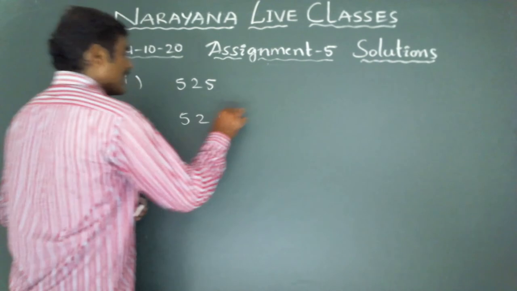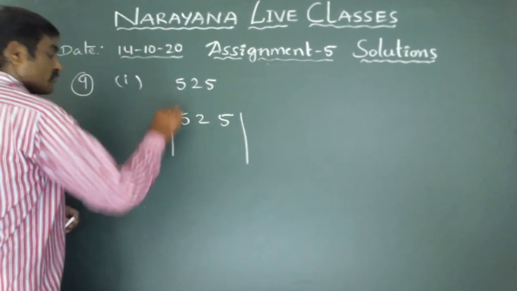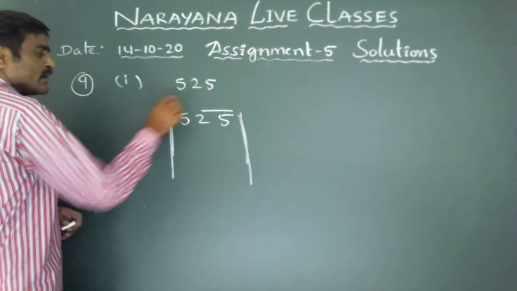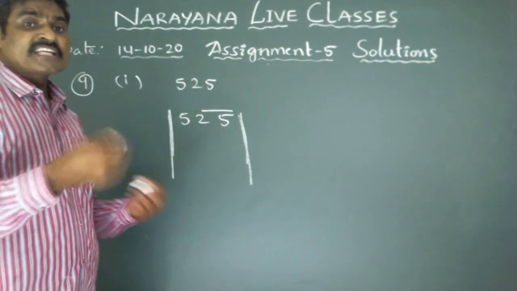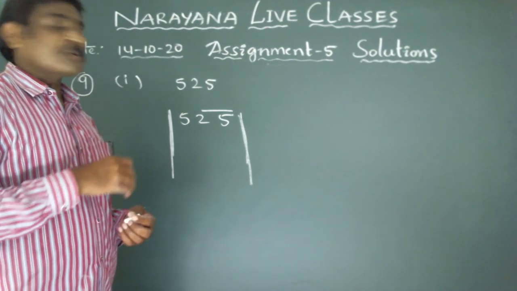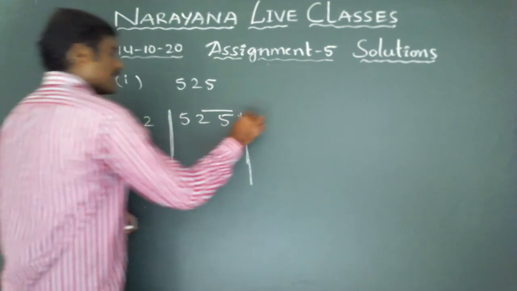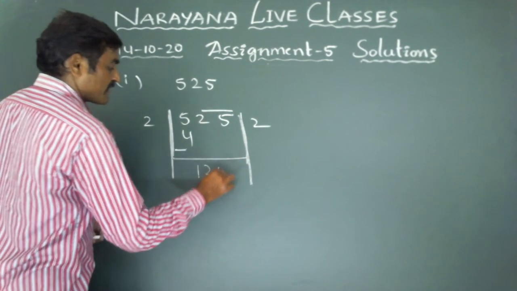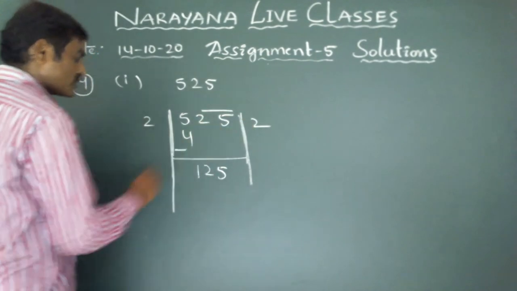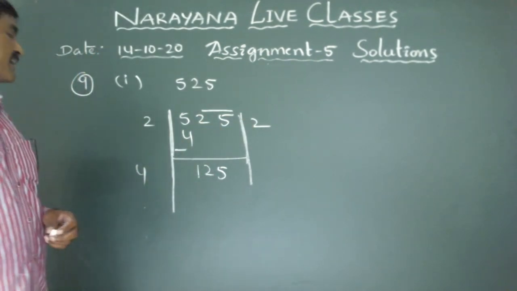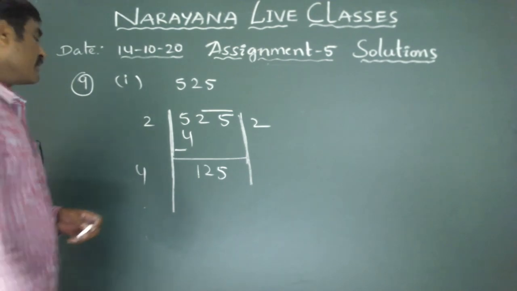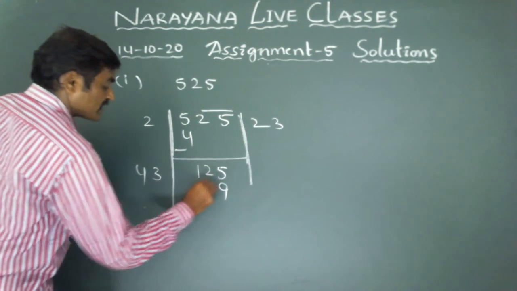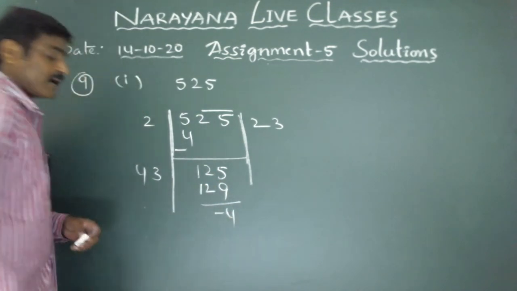5 2 5. So 2 digits as one group, only 1 digit is left. Now let us find the nearest and smallest perfect square to the 5. 2 twos are 4 only. Let us subtract, 1. Let's get down the next 2 digits, 25, and write the double of the quotient, which is 4. So how much can we keep here? For example, I will keep the 3. 3 threes are 9, 3 fours are 12. So 125 minus 129, I got minus 4.